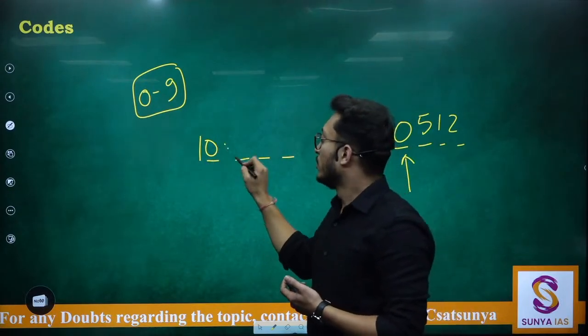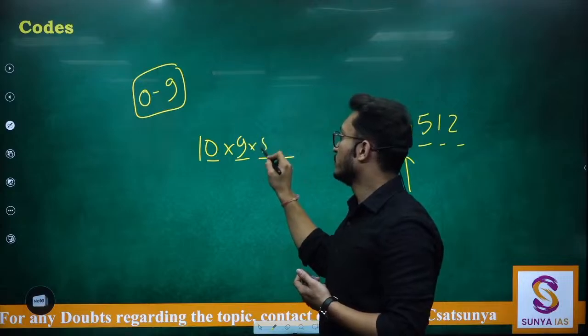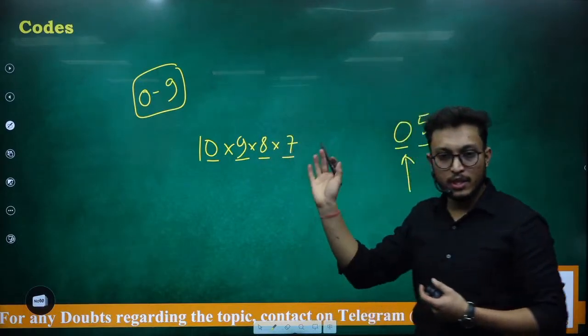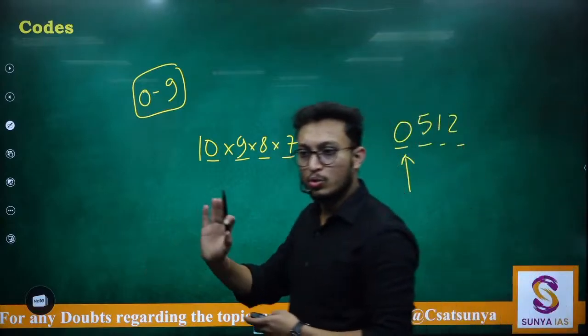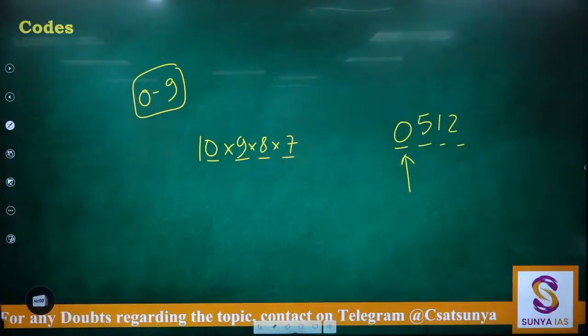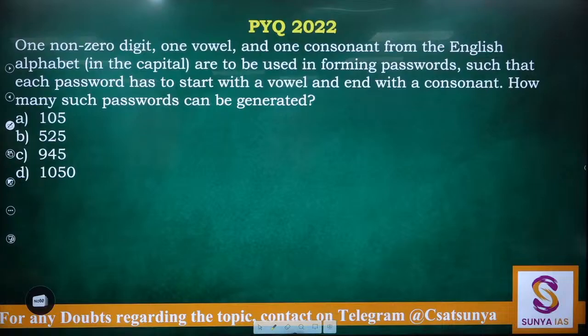ठीक है? Is this clear? बस इतना ही difference है between forming numbers and forming codes. Is this clear? Try this question.